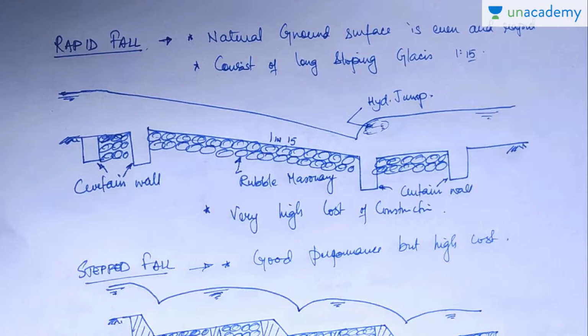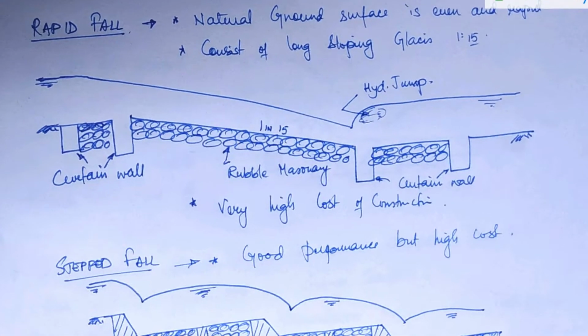Natural sloping glacis is here, and it is normally maintained at a slope of 1:10 to 1:20, but I have given here a slope of 1:15. It lies somewhere between 1:10 to 1:20. This type of fall is actually very good, shows good results, but the cost of construction is actually very high.